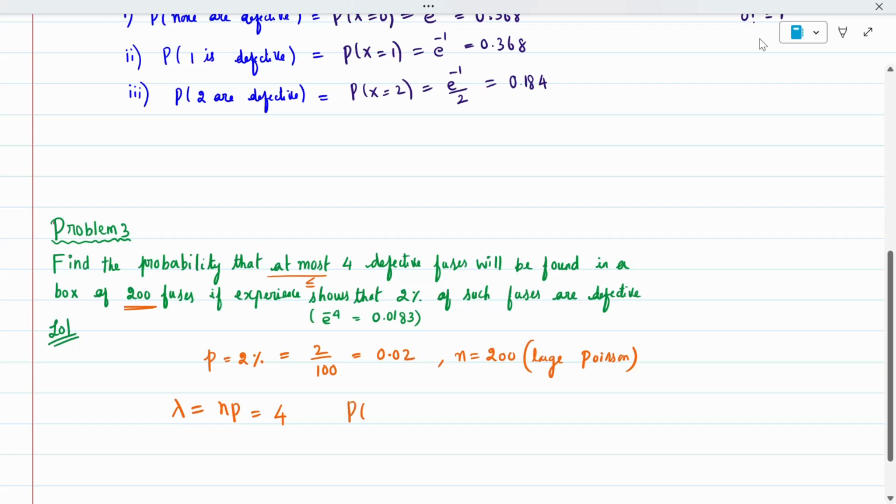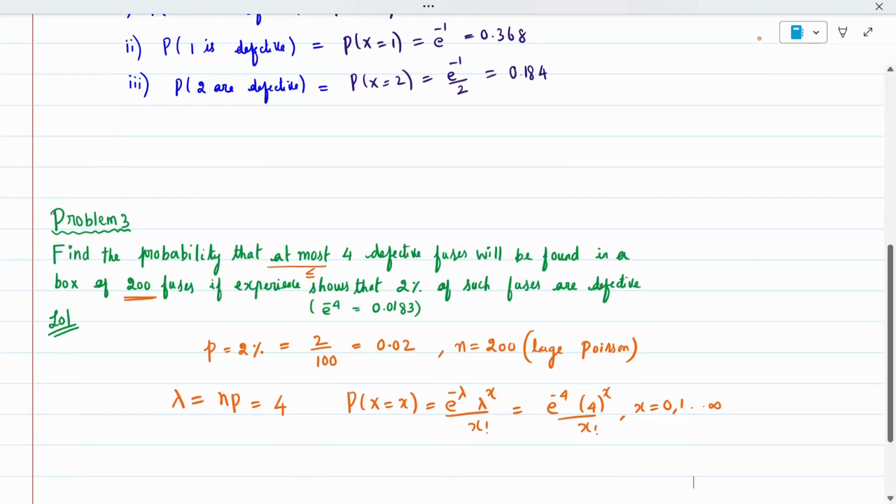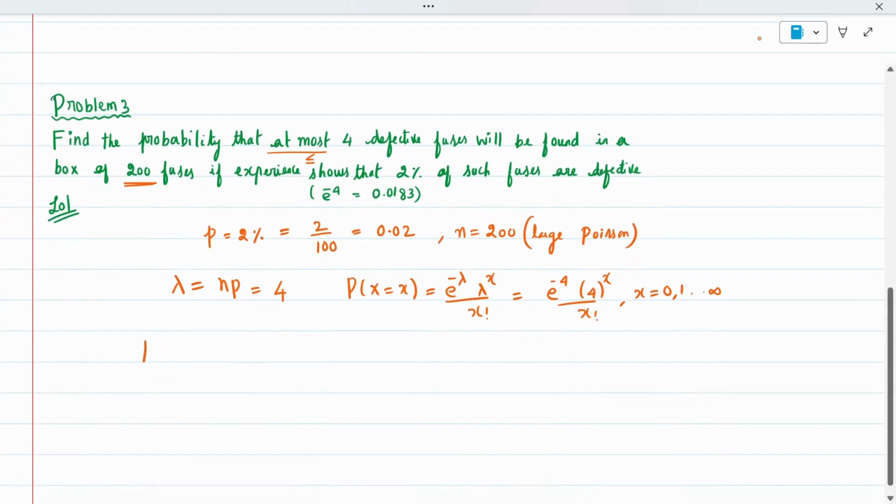So what is the formula for Poisson distribution? e to the power minus lambda, lambda power x divided by x factorial. Lambda we got to be 4. So e to the power minus 4, 4 power x divided by x factorial, where x equal to 0, 1, 2, etc. till infinity. Now whatever the question asks, we can find it. At the most 4 defective, so less than or equal to 4. Probability of x less than or equal to 4 I need to calculate.